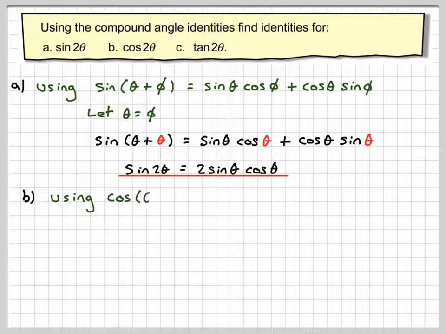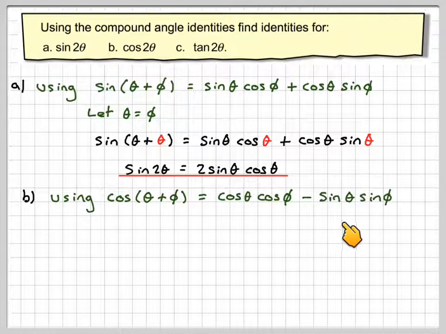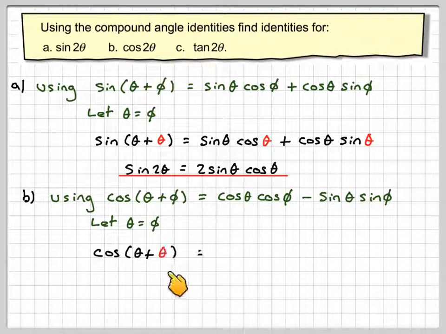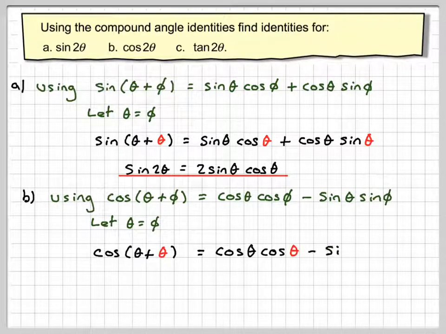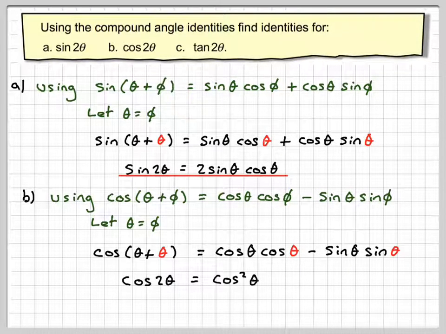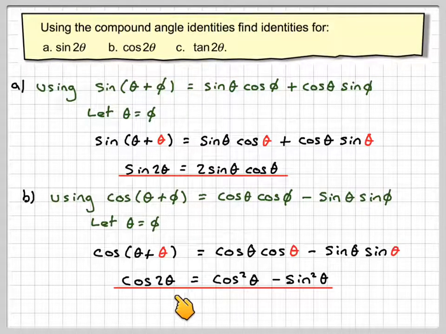For part B, if we use cos of theta plus phi is cos theta cos phi minus sine theta sine phi, and again let theta be equal to phi, then we get cos of theta plus theta. This now becomes cos theta cos theta minus sine theta sine theta, which gives me cos 2 theta is going to be equal to cos squared theta minus sine squared theta.